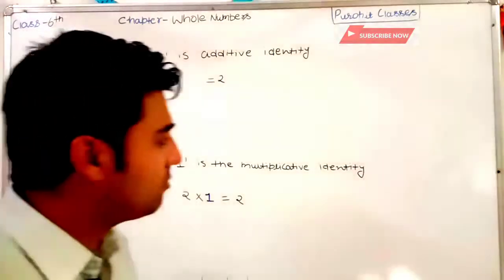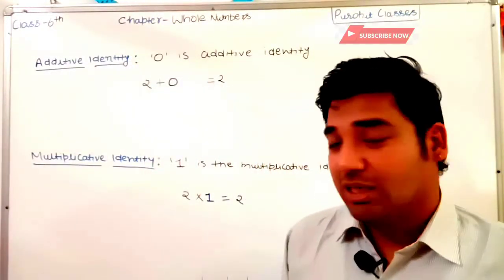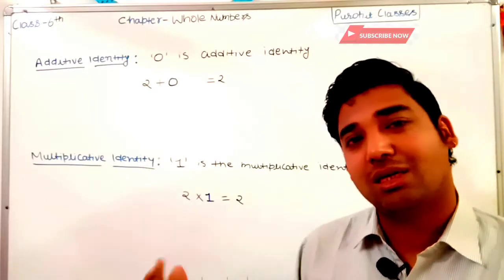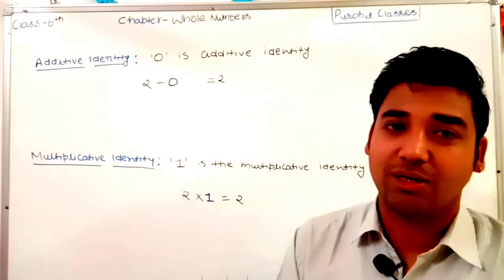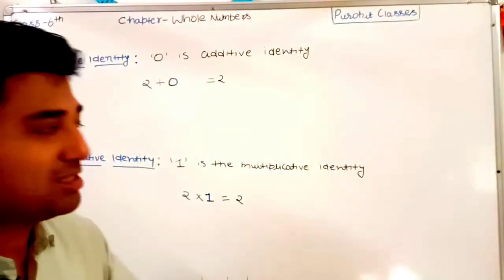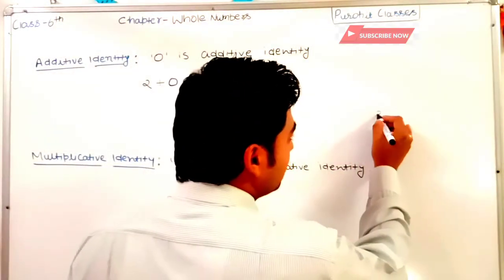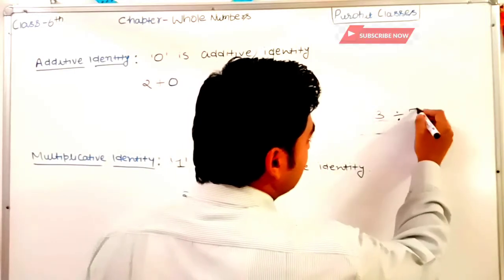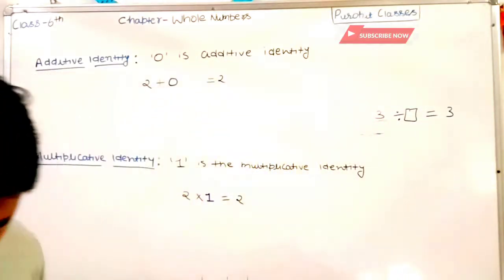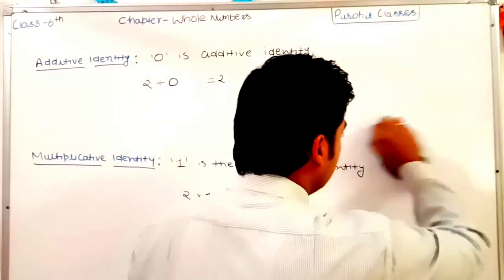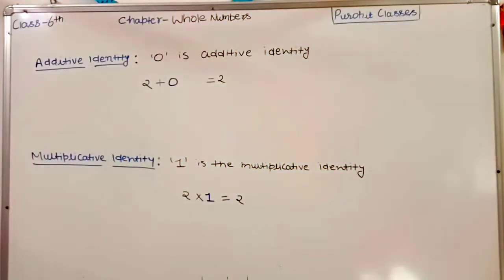Okay, one question from my side. Can you tell me by which whole number we should divide any whole number to get the answer as exactly the whole number which was being divided? This is the question: by which number should I divide 3 to get the answer as 3? You have to solve this yourself, and then write the answer in the comment section. Understood? Okay, and don't forget to comment. So okay, pause the video and note it down.